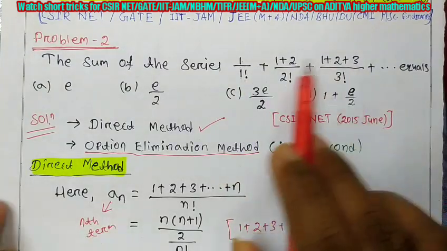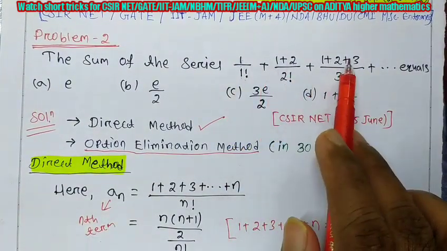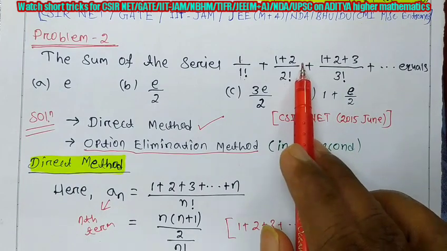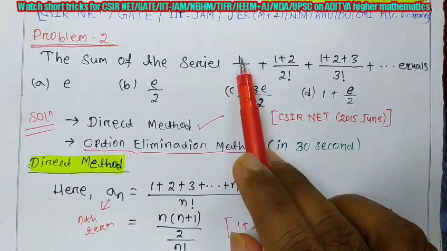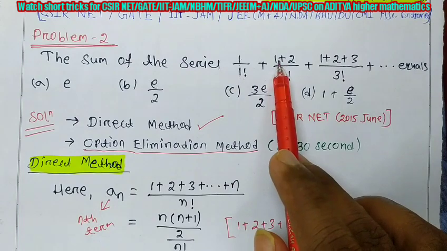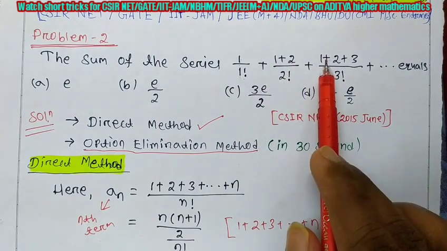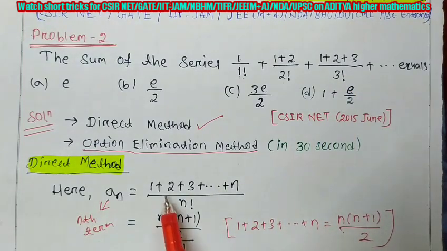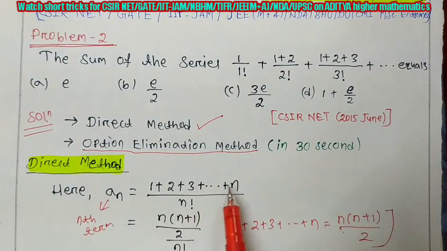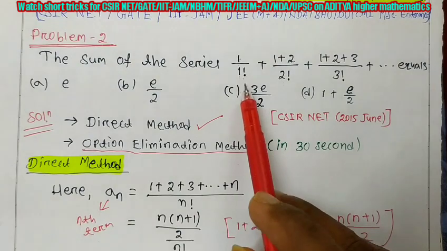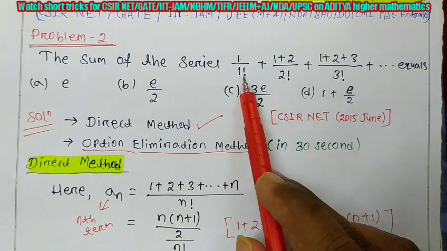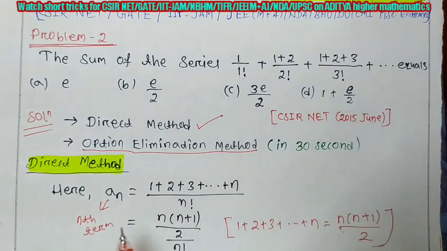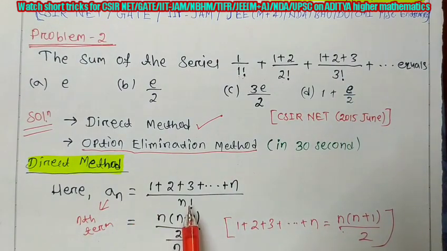Now you look at the series: all the numerators are the sum of the previous terms along with that term. For the first term it is 1, for the second term the sum 1 plus 2, for the third term the sum 1 plus 2 plus 3. So for the nth term, obviously it is 1 plus 2 plus 3 up to n. And the denominators are very simply given. First term 1 factorial, second term 2 factorial, third term 3 factorial. So automatically the nth term is n factorial. There is no doubt.